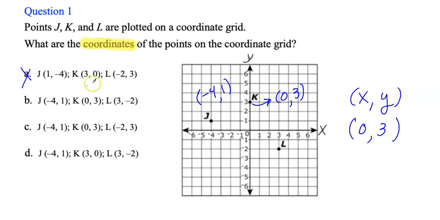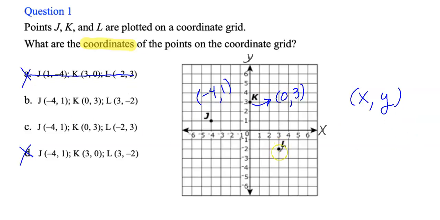Let's go through our answer choices. Remember, A is gone. So for B, we're looking at the K point now. It says K is 0, 3. Yeah, that matches up. C, K is 0, 3. That matches up. I have to keep B and C. What about D? It says K is 3, 0. That's backwards from this, so I get rid of D. Let's keep going. Again, at this point, you can guess if you need to. Now you have a 50-50 chance.